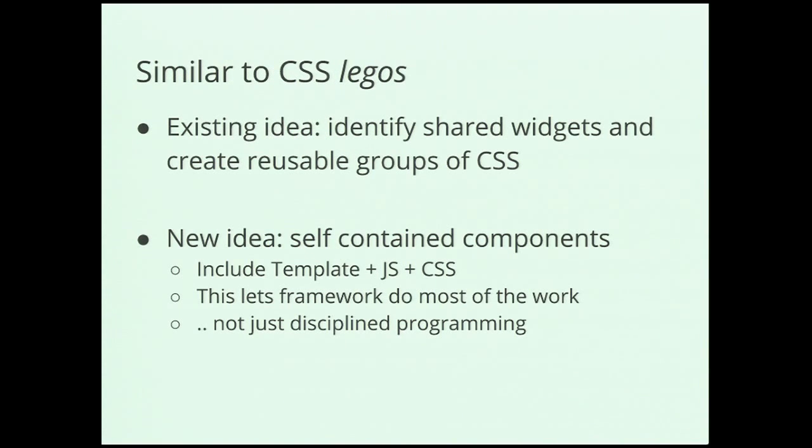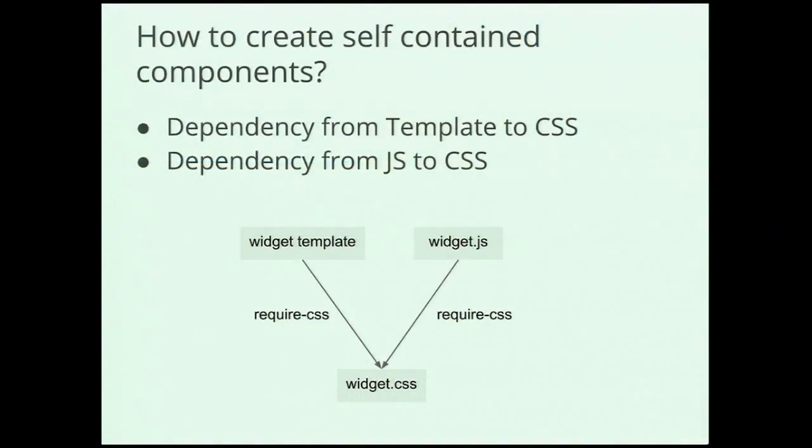So this idea is similar to Nicole's CSS Legos, which is identify shared widgets, create reusable groups of CSS. The additional concept we're bringing here is we want to bundle templates and JavaScript together and create self-contained components. And essentially, we want the framework to do all of the heavy lifting and not rely on developer discipline, because the top priority for developers is to launch their features. So to create these self-contained components, express dependencies from the template to the CSS and from JavaScript to the CSS. And we've created syntax for both of these.